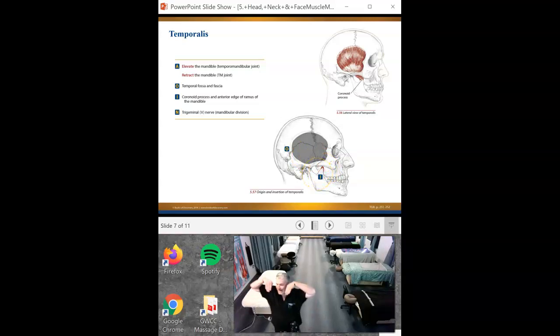So it does help too. Remember, it runs diagonal. And if something runs diagonal, it's going to help do two things. One is it's going to help lift my jaw, elevate. But it's also going to help pull it back to retract it. Now that's a good thing. I want to pull my jaw back in place. But if it's really tight, it takes that nice temporomandibular joint and makes it tighter, because it's pulling it into your temporomandibular joint.